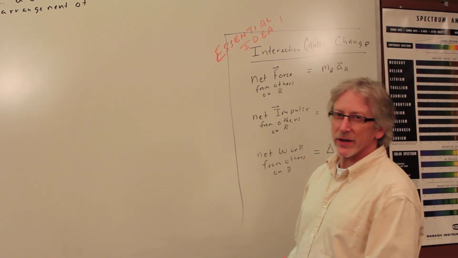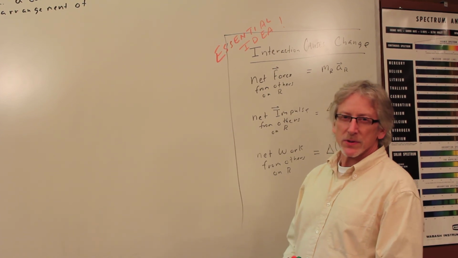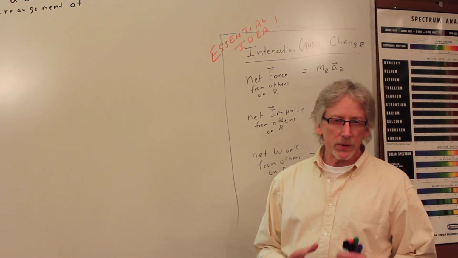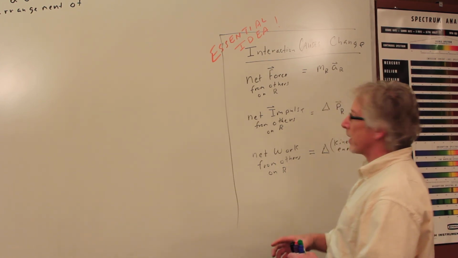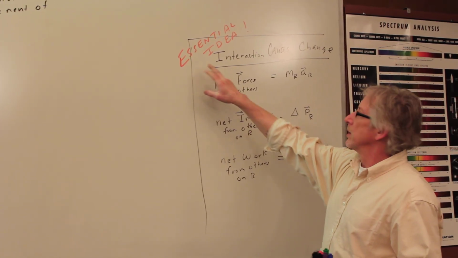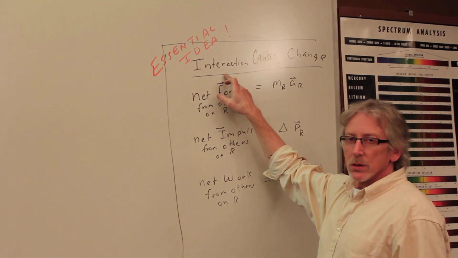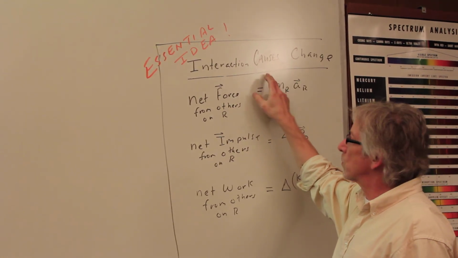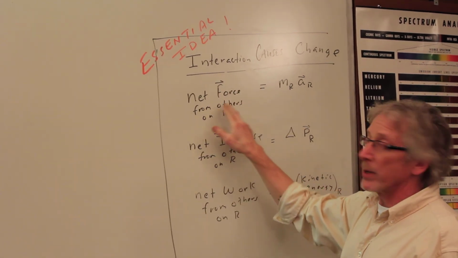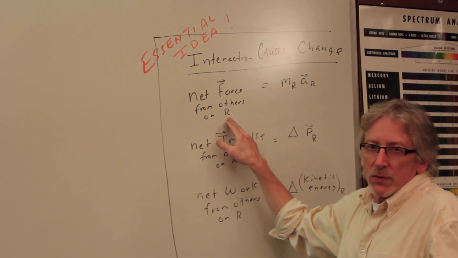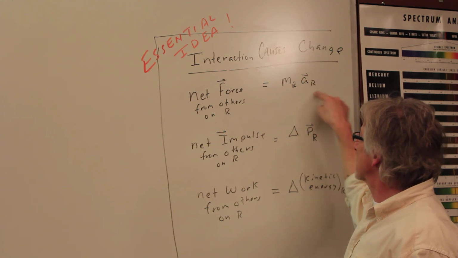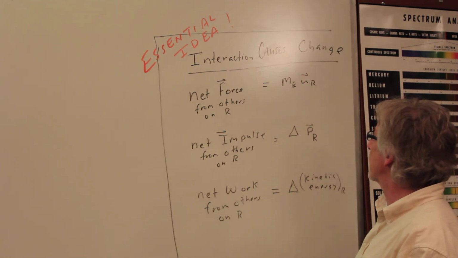All right, so let's start talking about some other types of analyses. Keep in mind, it's really important to think about the physics that's being encoded in the math, and the physics is really fundamental. The central idea here is that interaction causes change. This is really important. So, for example, net force from other objects on the receiver, the one that we're looking at, whatever object it is, will cause a change in the motion, acceleration, right? So there's the change right there.